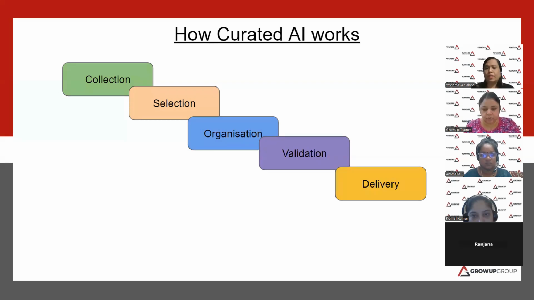Then according to the user's needs or requirements, it will select the data into categories. Then it has to be organized as per the client's requirements. Then it will validate the authenticity of the data, how accurate and how reliable the data is. It has to provide accurate data, so it has to validate. Then it will give the delivery report to the client to make the decision at the final stage. In these 5 stages, curated AI works.